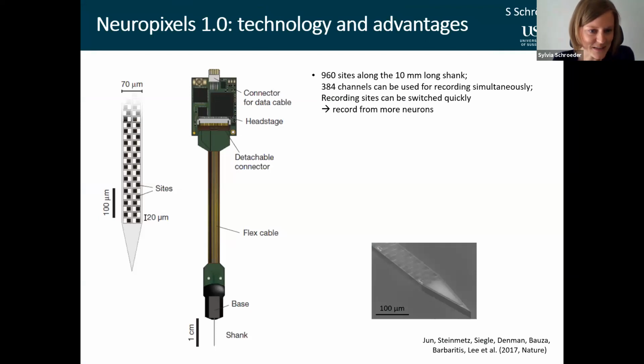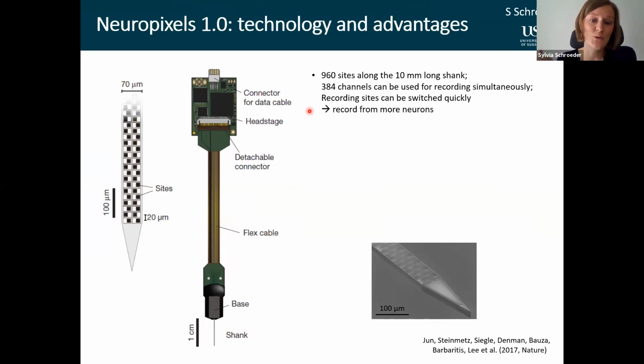So let's start with what's in there, what's the technology in the Neuropixels in a bit more detail. So we have this 1 centimeter long shank, and there are 960 sites along these 10 millimeters. At the same time, you can record from 384 channels wherever you want along this 1 centimeter. So you can record from those simultaneously, and it's very easy and quick to switch between any of these recording sites.